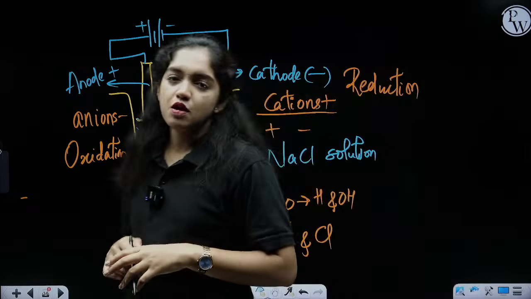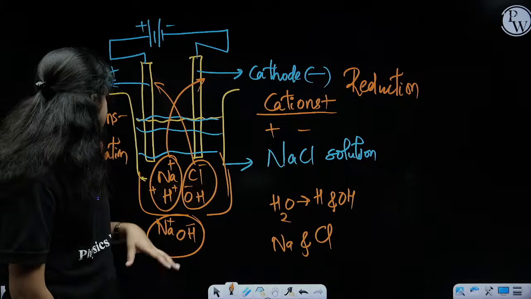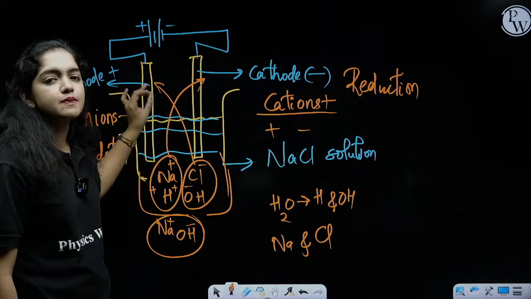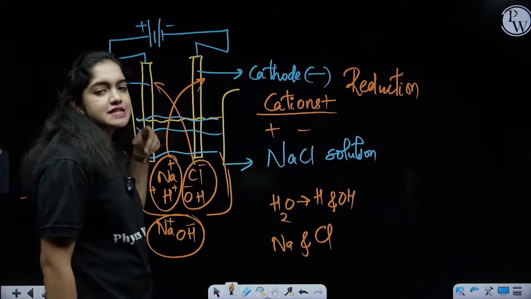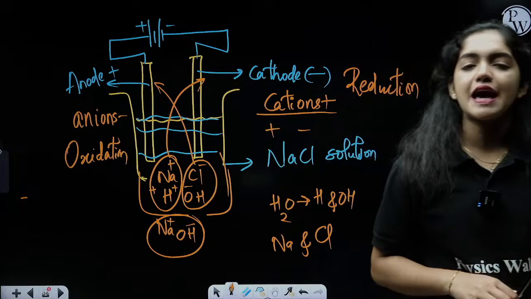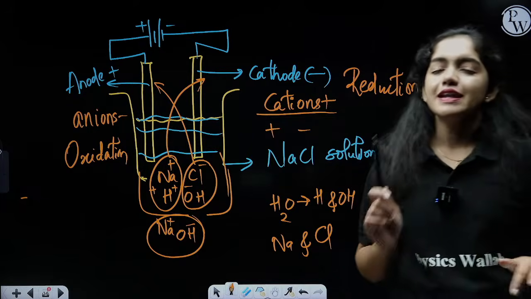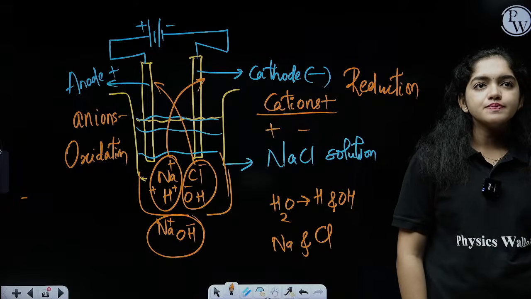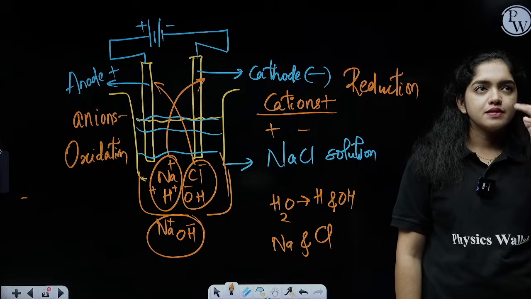So this is the process of electrolysis. In electrolysis, chlorine gas will be liberated at the anode, and hydrogen gas will be liberated at the cathode. Positive attracts negative, that is, cations are attracted towards the cathode. Negative anions are attracted towards the anode. Clear? Got it? Okay.